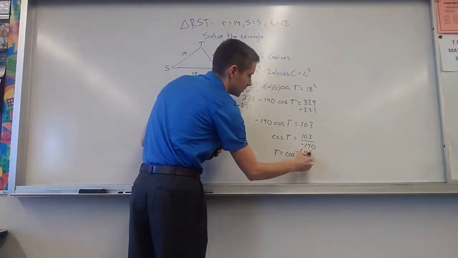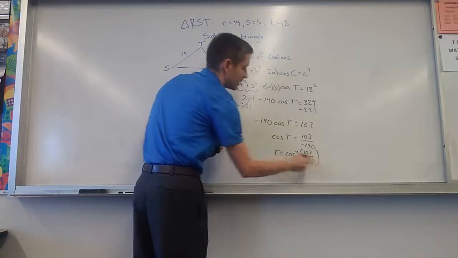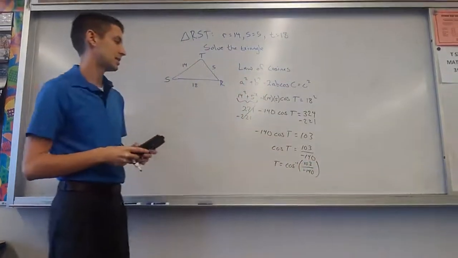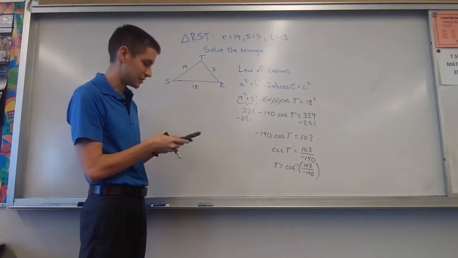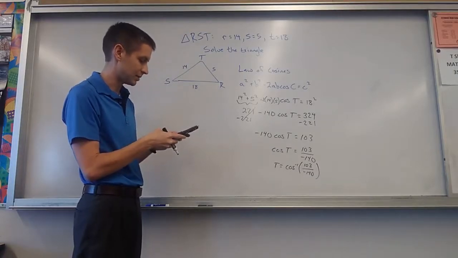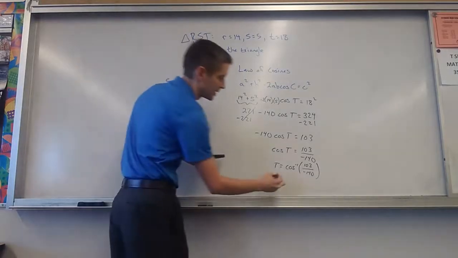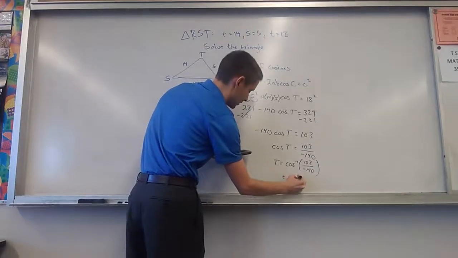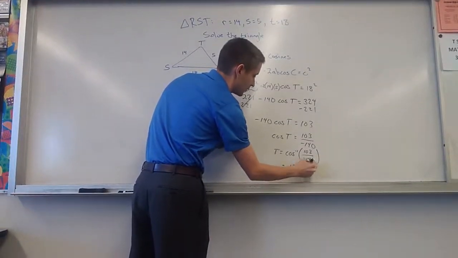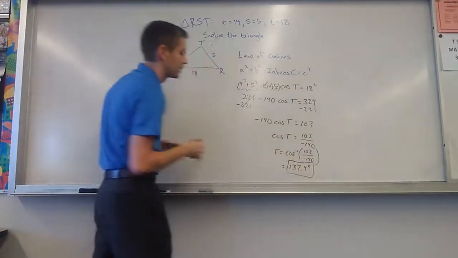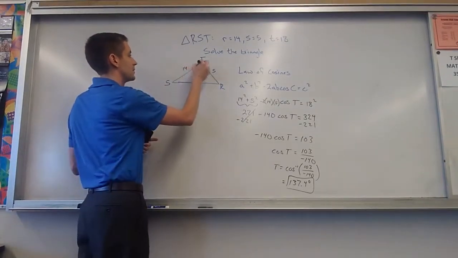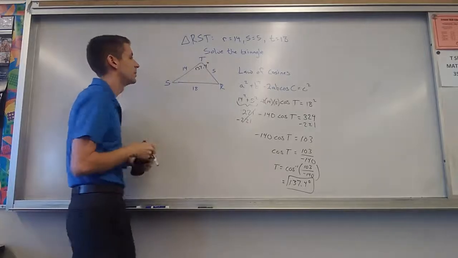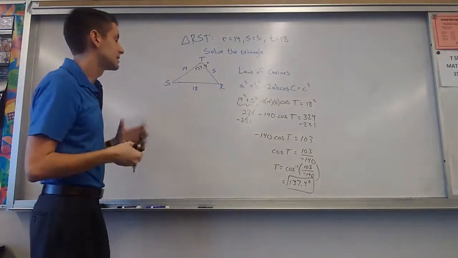And I'm going to leave it as a fraction there when I type it in the calculator, so it's a little bit more exact. So the inverse cosine, 103 divided by negative, ends up giving me a 137.4 degree angle for angle T. So up here I can fill that in, 137.4.